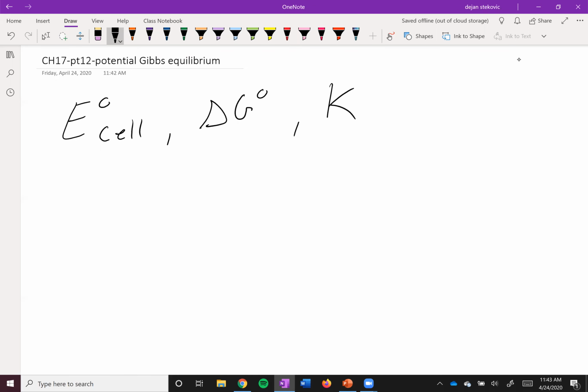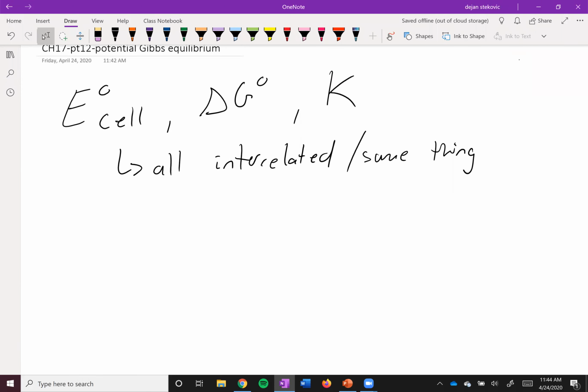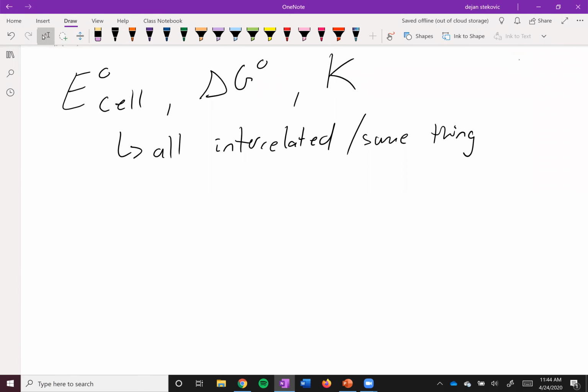All right, so previously we talked about spontaneity in terms of E cell. If you think about spontaneity, you should be thinking about delta G, which in turn is related to K. It is true all of these things are interrelated, kind of the same thing, just in different languages where some are more appropriate than others. So let's think about what a spontaneous, at equilibrium, and non-spontaneous reaction look like in terms of these three values.